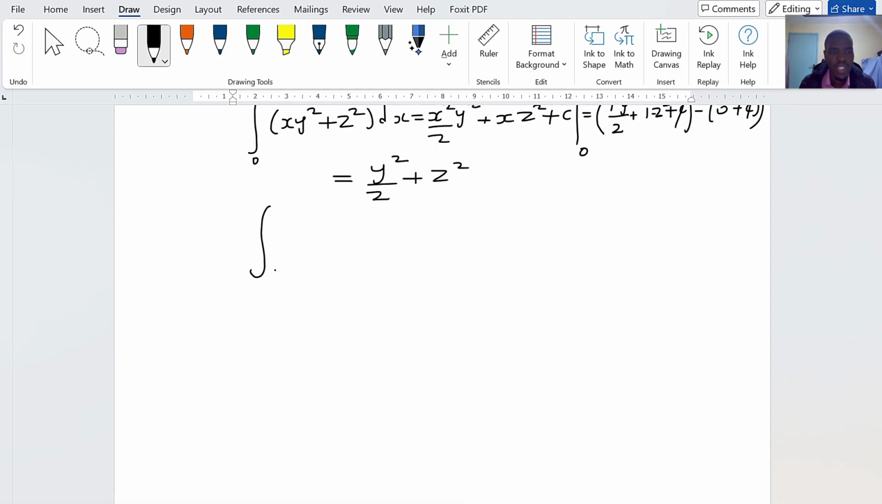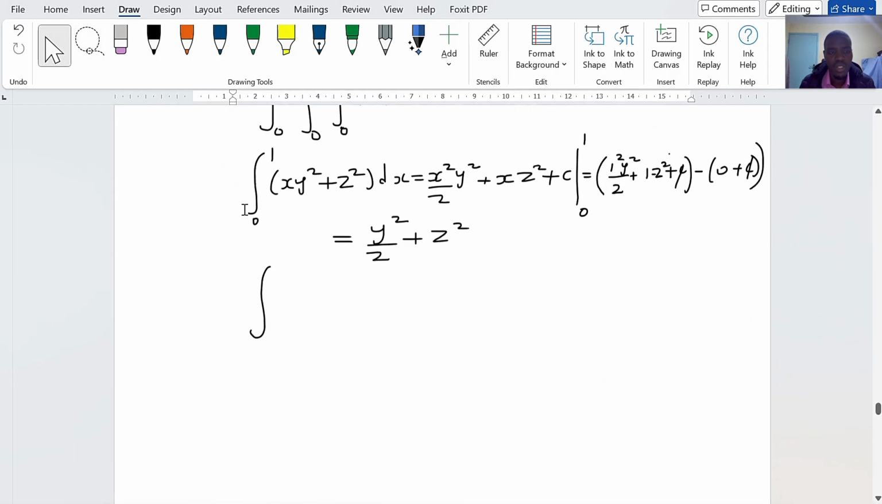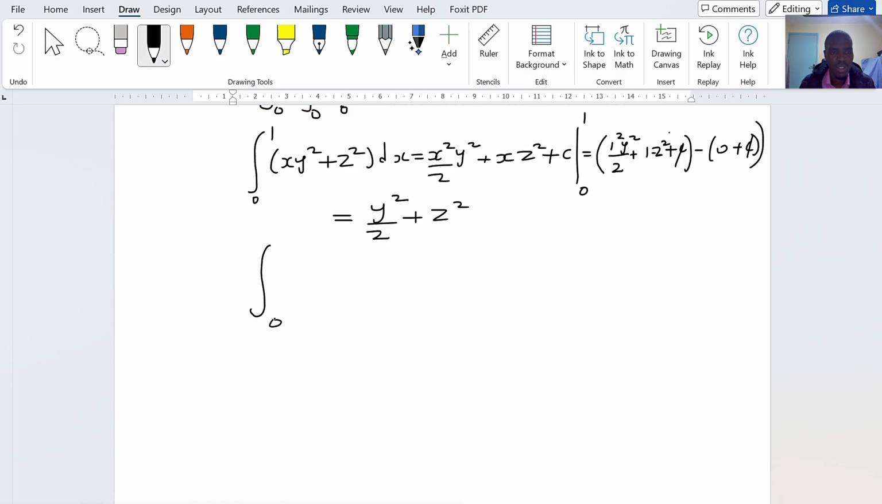To the middle integration, which is for y, 0 to 2. So we have 0 to 2. Now y squared over 2 plus z squared, now dy. Again, when you integrate where y is, this one will be y power 3 over 6, because you'll have a plus 1. Okay, let me make it clear with you. There, it's clear for you. So plus 1, then 2 plus 1.